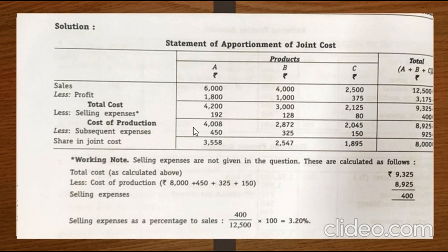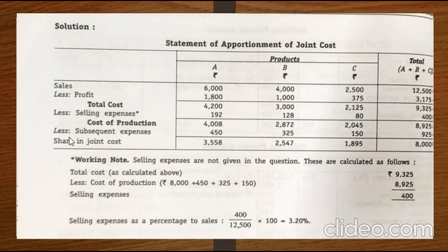So as there is no selling expenses given in the problem, we will be finding out how to calculate it. So working note, selling expenses are not given in the question. They are calculated as follows. So as this is reverse cost sheet, or it is net realizable cost joint product costing method, it goes in a reverse order. So now we have sales, we have got profit, we have got total cost. Next is, we should minus selling expenses, only then we will get cost of production.